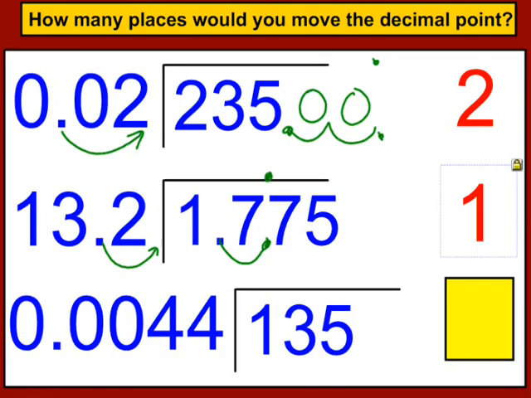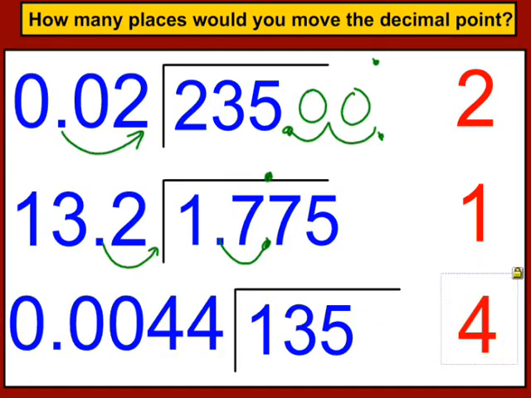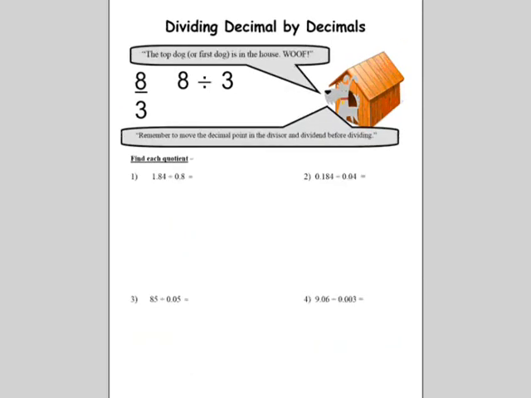And in the last example on this page, we would need to move that decimal 4 places in order to make this a whole number. And we would need to move it 4 places here as well. So you would add your decimal, and you would move the decimal 1, 2, 3, 4 places. We would have to add some zeros here. Okay, let's practice a few of these.